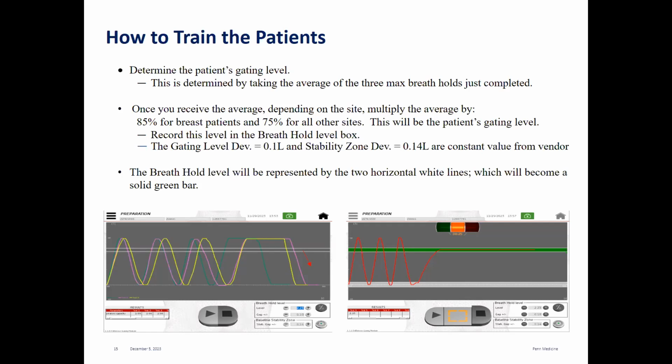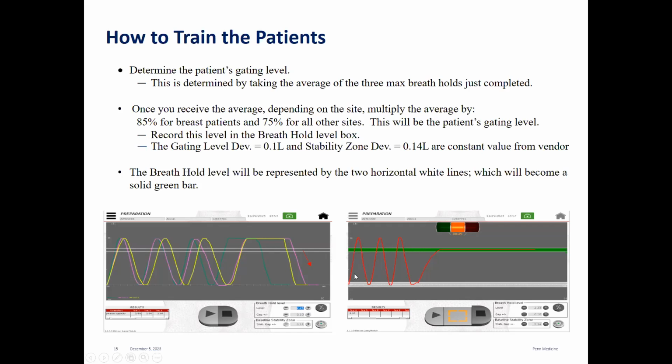You're going to record this breath hold level in the breath hold level box. So you're going to enter that number right here. And the gap level and the stability gap are standard constant values from the vendor, so you're never going to change these. They'll always be 0.1 and 0.14. That just changes the stability zone, this gray bar that I was talking about.